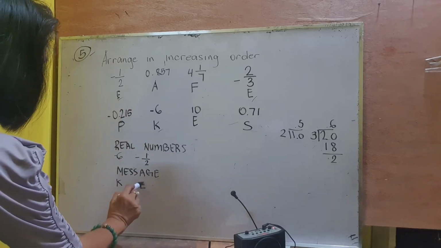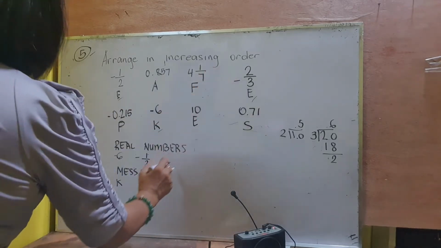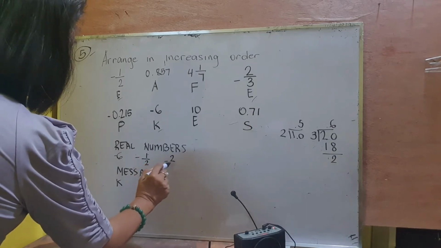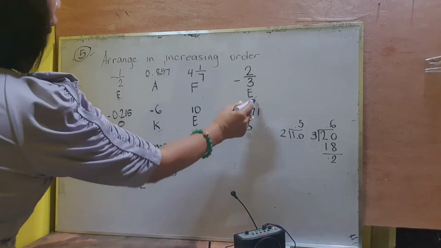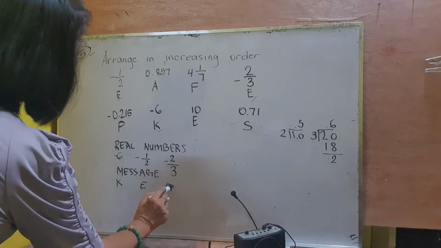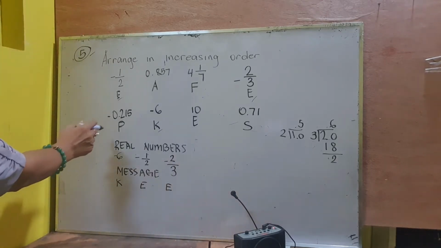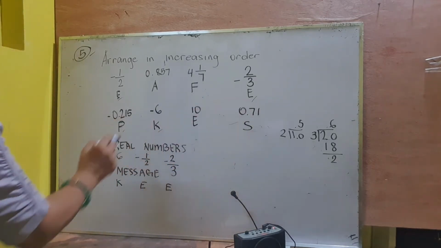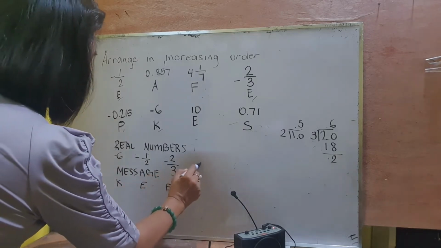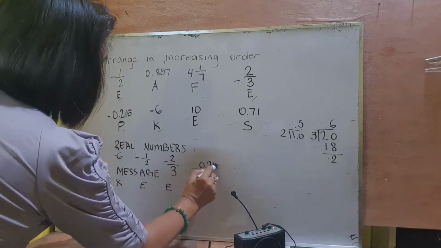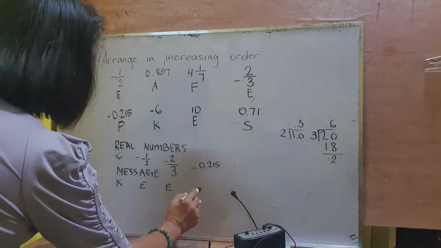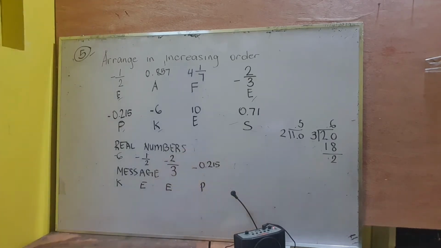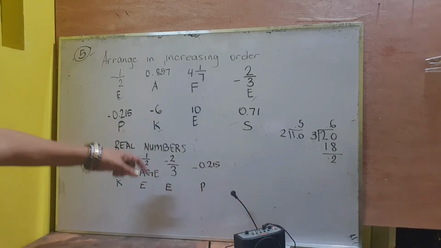Letter E. And then, next, ito sunod natin. Negative 2/3. Anong letter nandoon? Letter E. And then next, tingnan natin. Ito pa yung isa nating negative. Ayan. So, negative 0.215. Anong letter ang nandun? Letter P. Ayan. So, keep, no? And then next, what would be the next?